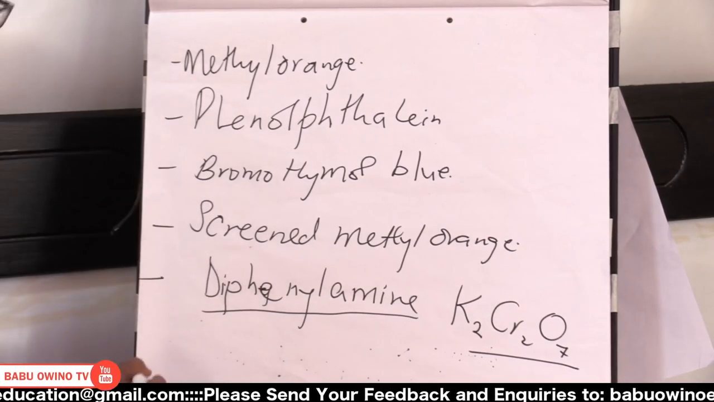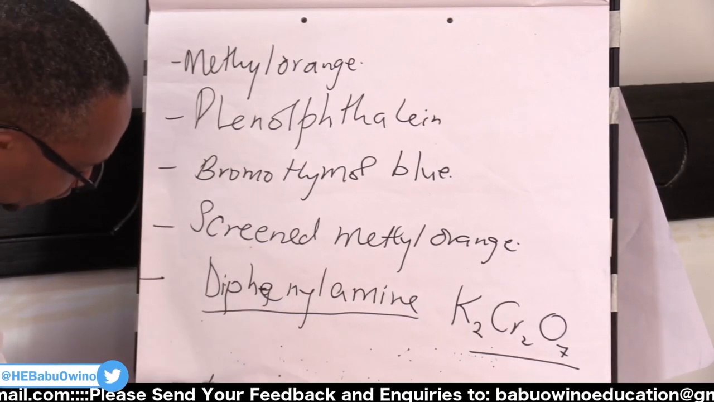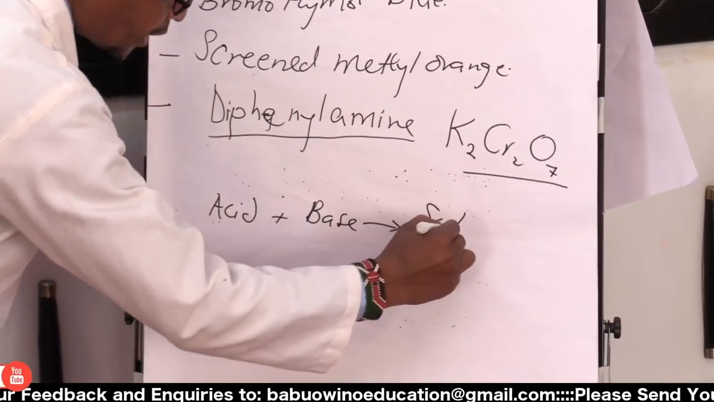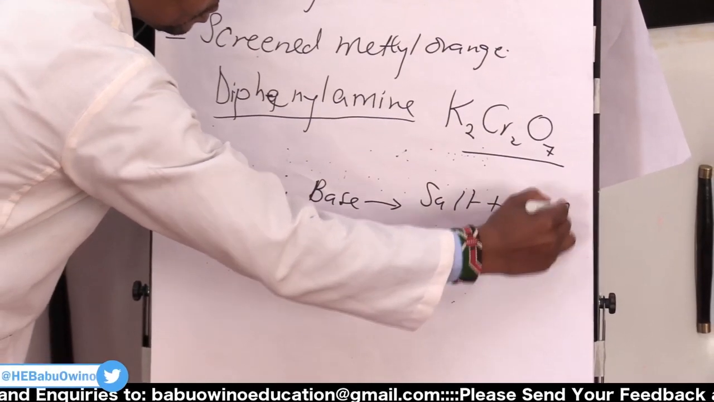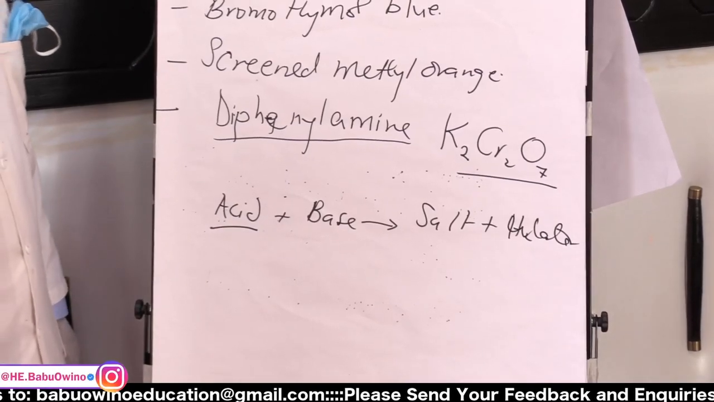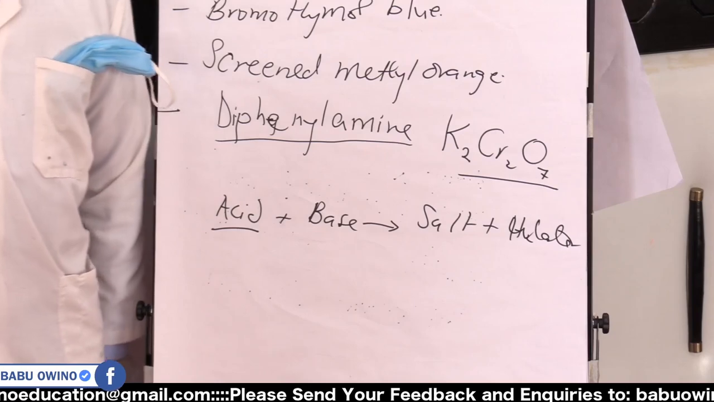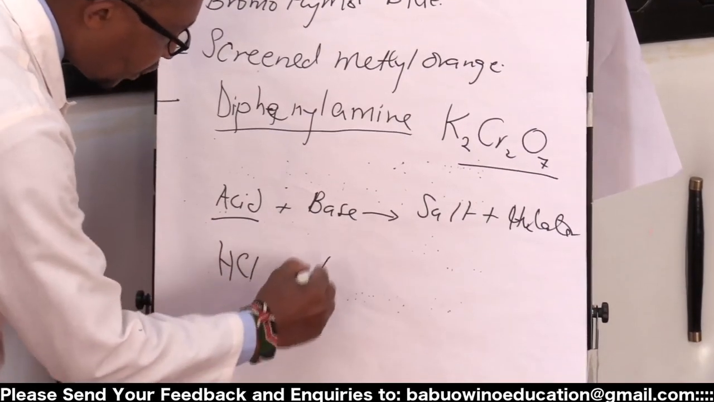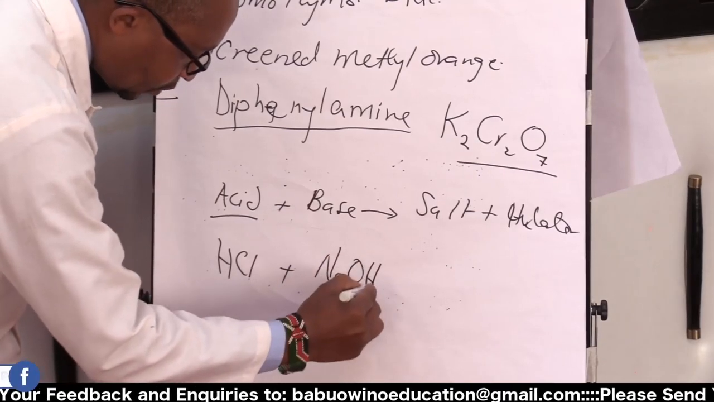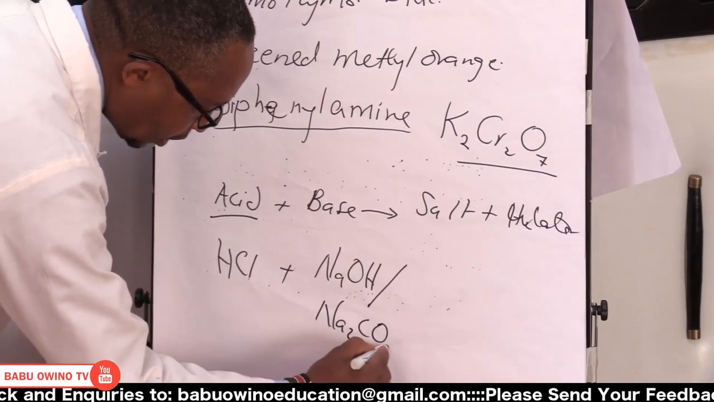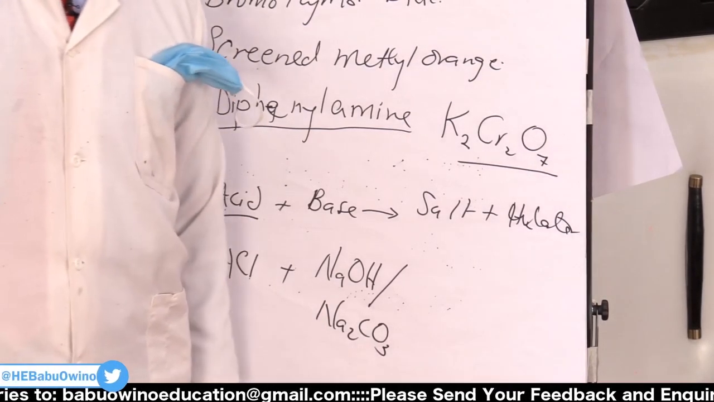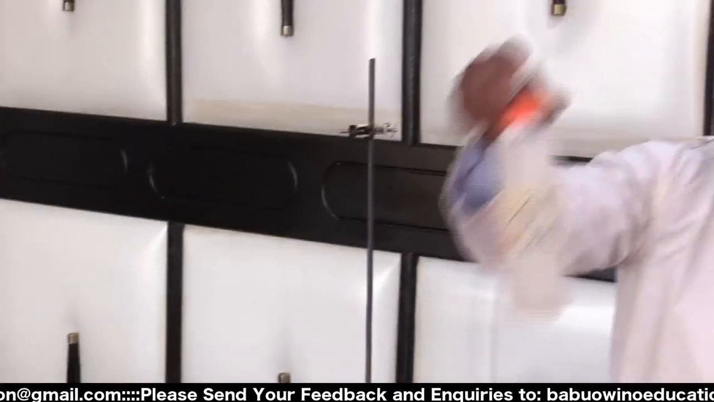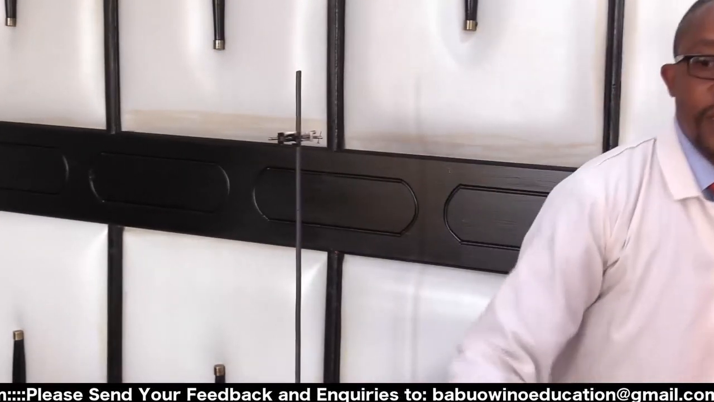So all these indicators tell us whether a reaction is over or not. When we start with an acid and we are combining it with a base, to get a salt and water, you realize that most acids are colorless. Like we have HCl here today. So we are going to use HCl here today. Then we are combining it with a base, say sodium hydroxide, or we can use sodium carbonate. If you look at those two, you notice it is colorless also. Even sulfuric acid is colorless. Even sodium hydroxide. So most of these solutions are colorless.